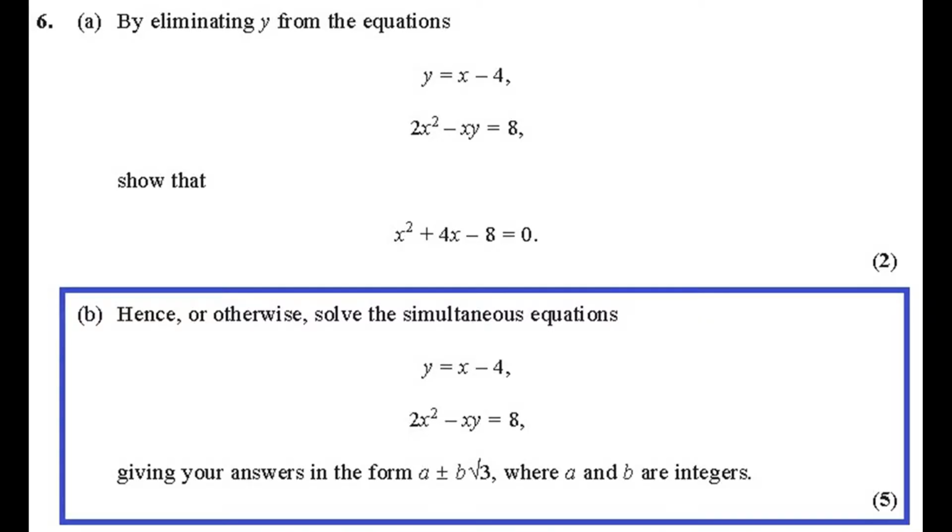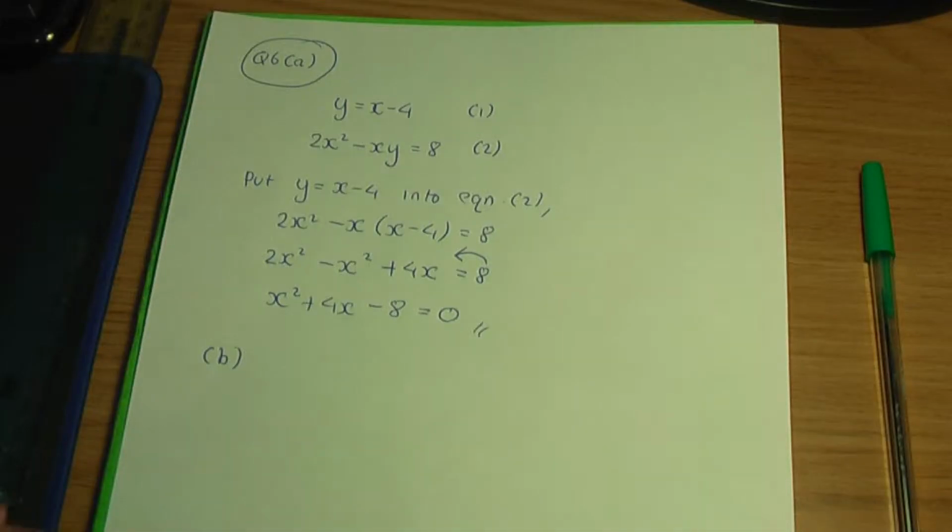So part B, hence or otherwise, solve the simultaneous equations y equals x minus 4, 2x squared minus xy is equal to 8. And we need to give our answers in the form a plus or minus b root 3, where a and b are integers. So let's see how we can tackle this problem. Let's get back to the paper and pen.